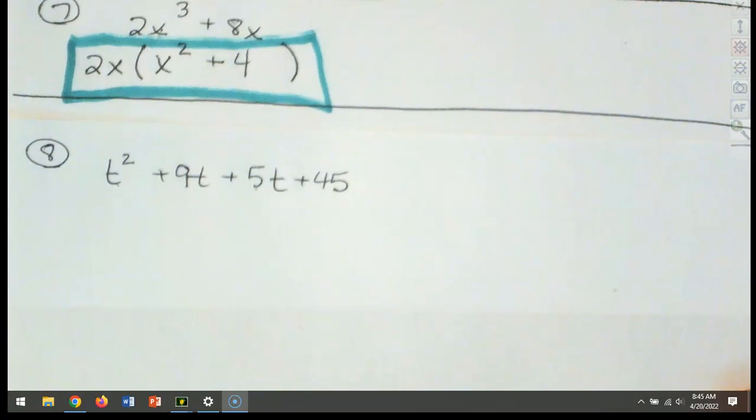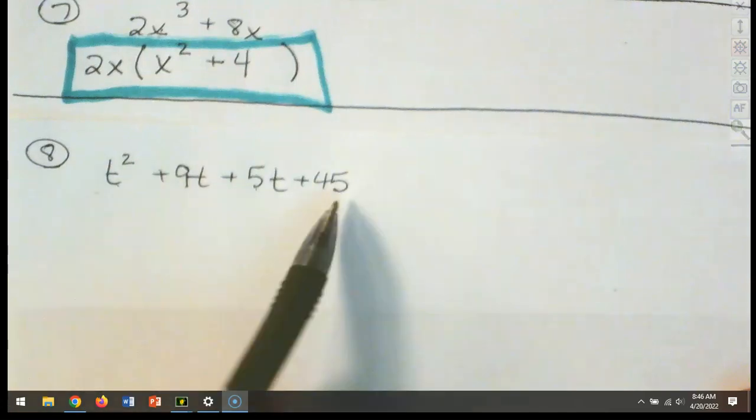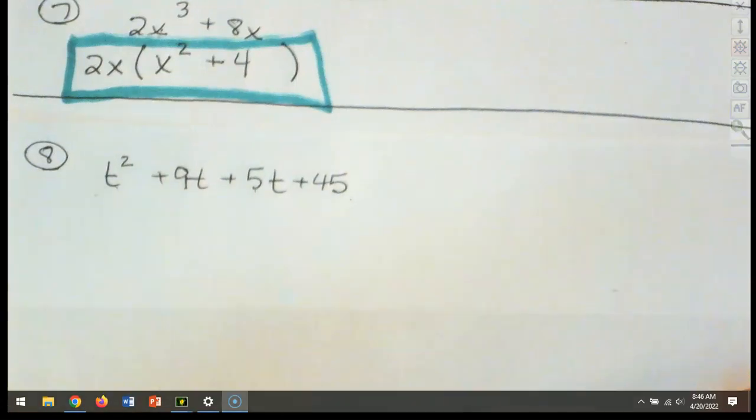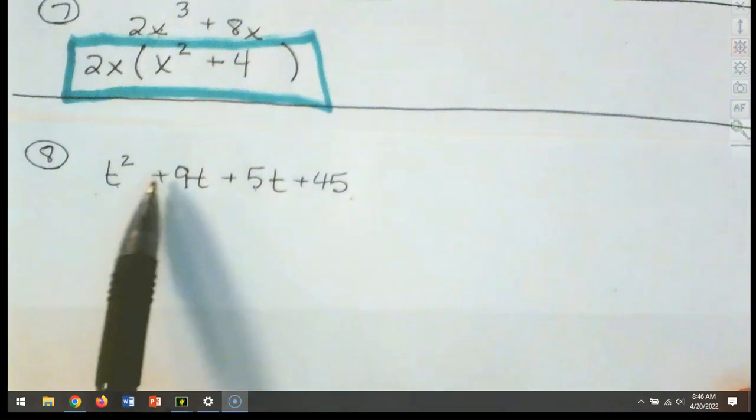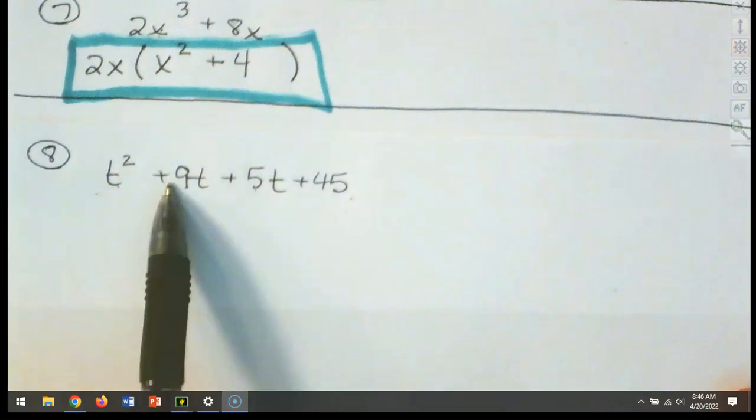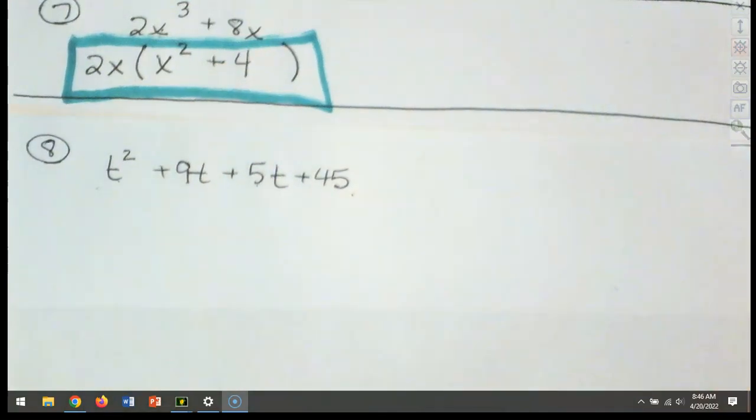First thing I look at is, can any number or any variable come out of all the pieces? Well, nope, that one doesn't have a t, so no t can come out, and this one doesn't have any number to go along with the 9 or the 5. So nothing can come out at the very beginning. Always, always check that first. If a number or a variable comes out, you've got to factor it out at the beginning.